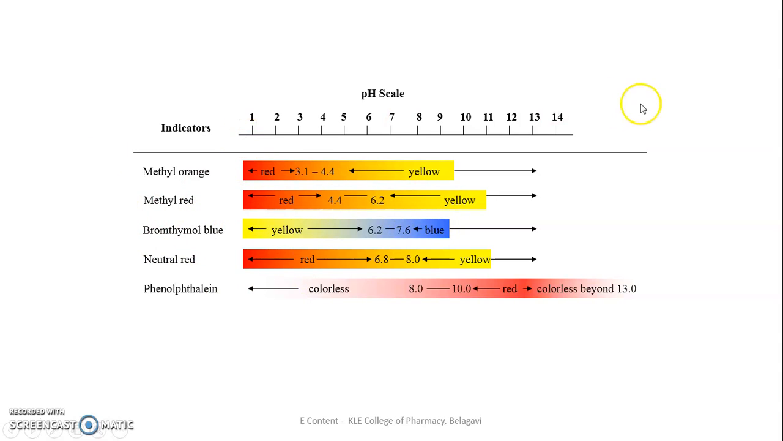From pH 1 to 14, methyl orange goes from red to yellow, and methyl red goes from red to yellow again, with a slight change in pH range. Bromothymol blue goes from yellow to blue, that is, from acidic to basic. Neutral red goes from red to yellow, and phenolphthalein goes from colorless to pink when it turns from acidic to basic.